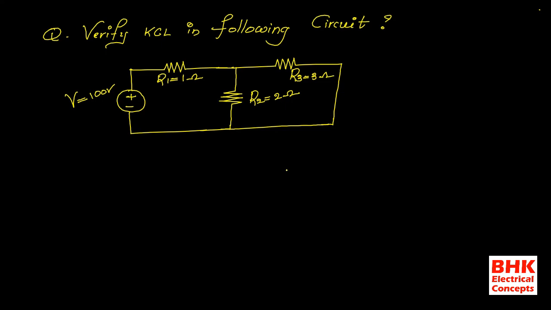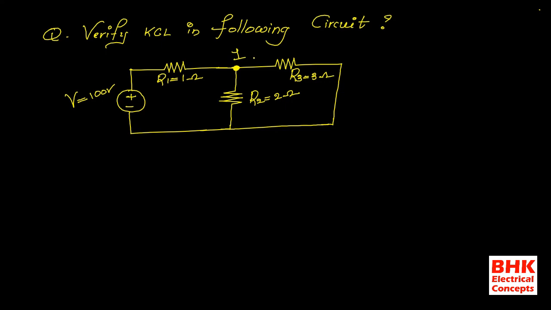If you want to verify Kirchhoff's current law in any circuit, we have to assume how many nodes are there in the given circuit. For example, in this circuit we have only one node, which is available at this point. For this particular node I am giving the number 1. So this is node 1 in this particular circuit.